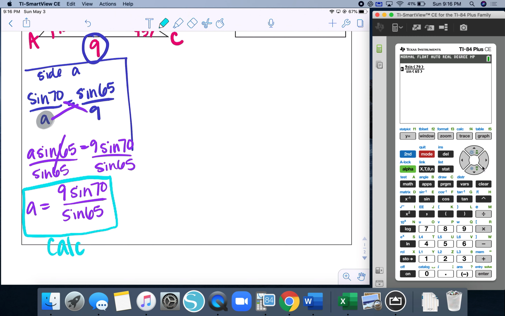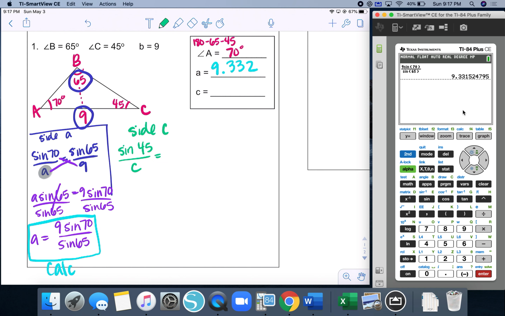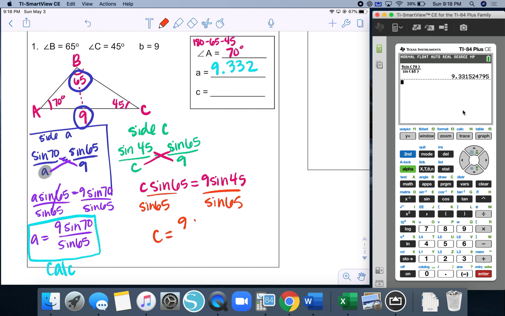So I'm going to use side C. So sine 45 over side C. And then I'm going to use B again just to make sure that nothing really goes wrong. Okay, so cross multiply: C sine 65 equals 9 sine 45. Divide everything by sine of 65. So C should equal 9 sine 45 over sine 65. And this is what I'm going to put in the calculator.